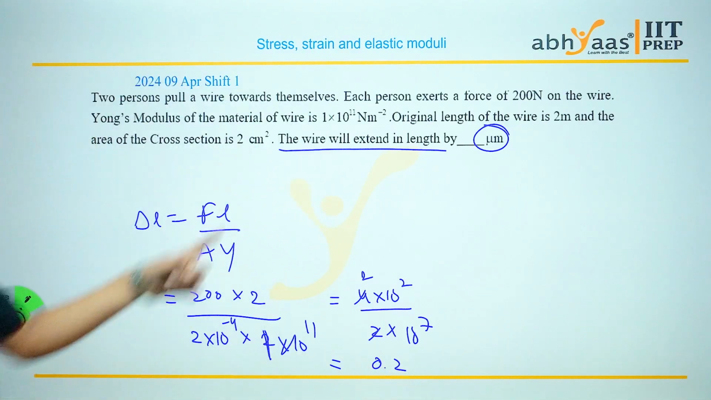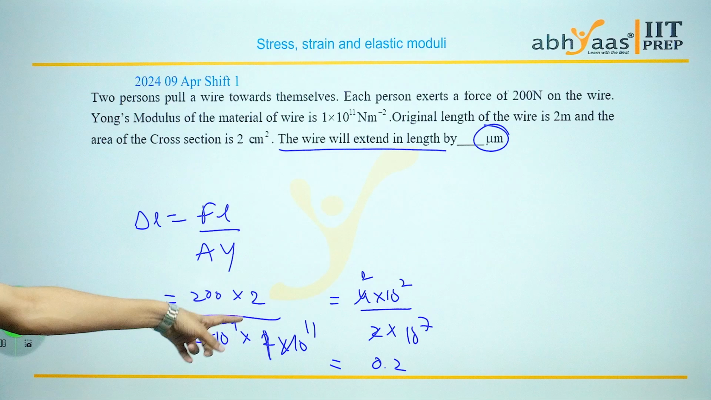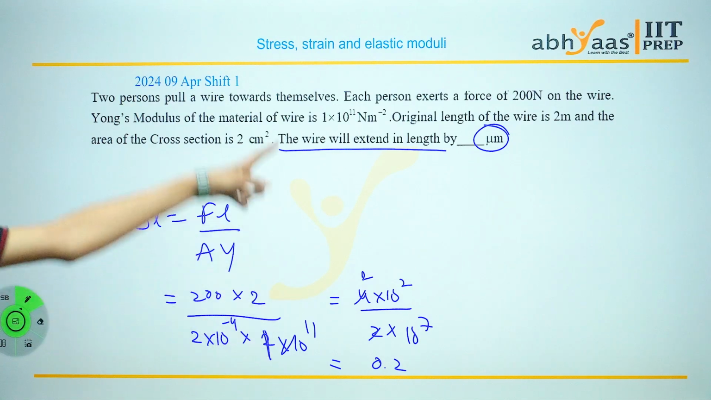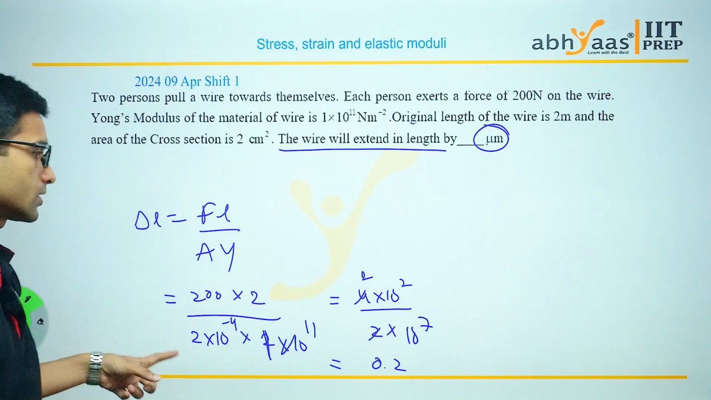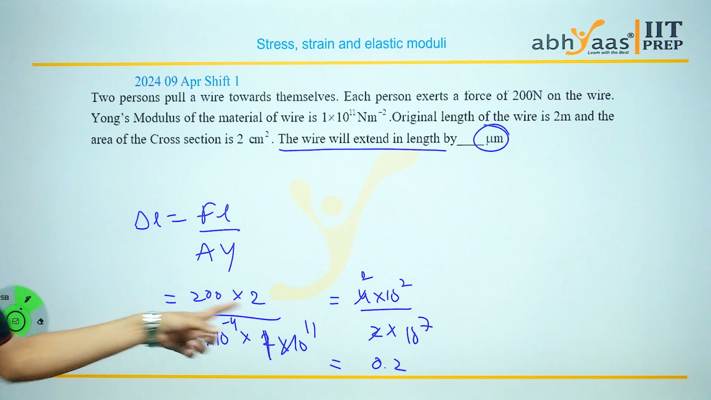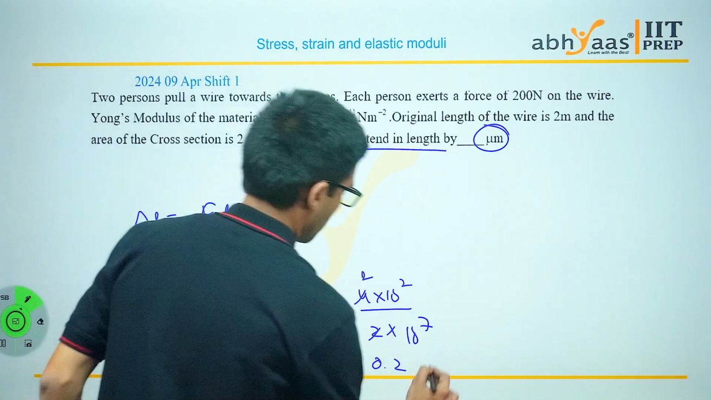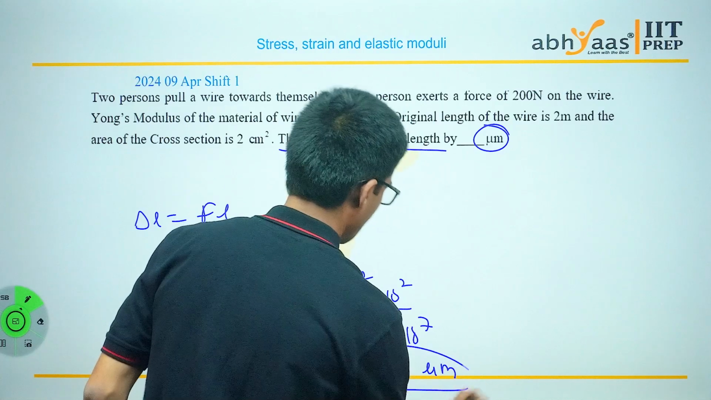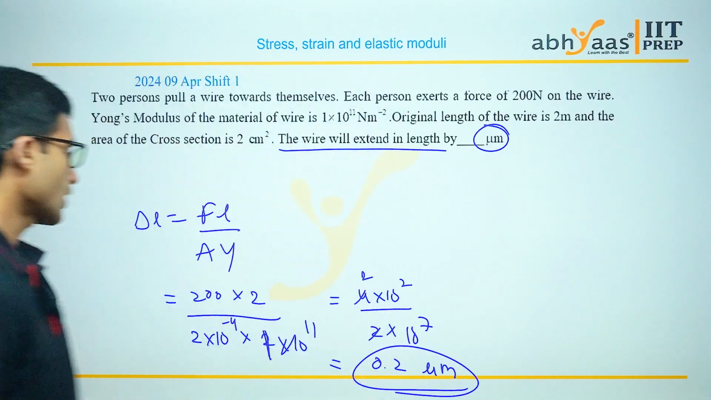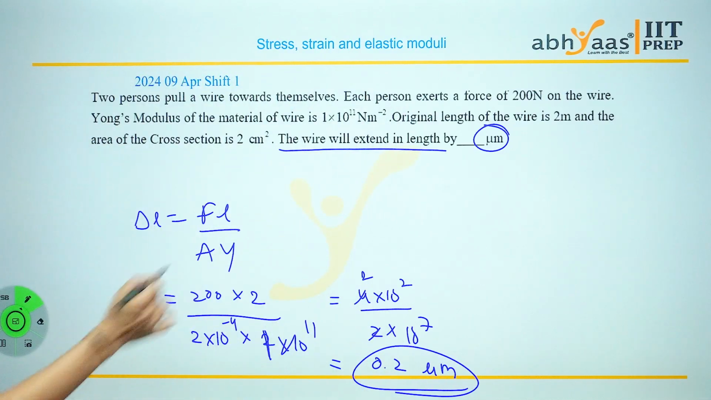Just check it. 200 newtons, 2 into 10 power of minus 4, 1 into 10 power 11, so this is 10 power 7, 2 into 10 power 7. 200 means 4 into 10 square, 10 power of minus 5. That is 0.2 micrometers. Just check it. 400 by 2 is 200 only.